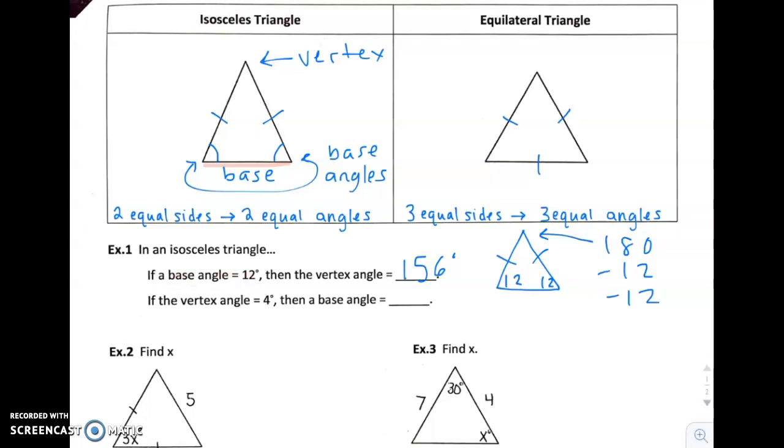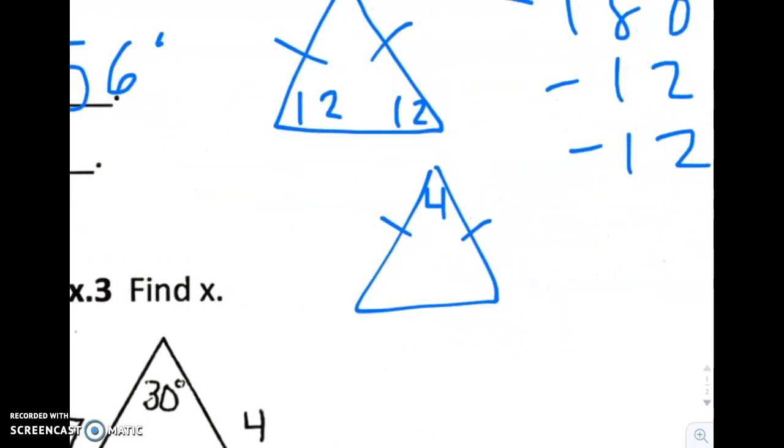The other example is if you know a vertex angle. So same thing, still an isosceles triangle. If I were to sketch it, it looks like this. If the vertex angle on the top is 4 degrees and you're trying to find one of the base angles, you could approach it the same way. I know all of the angles add up to 180. If I were to subtract, oops, let me fix that, 180. I know if I were to subtract the 4-degree angle at the top, that would bring me down to 176.